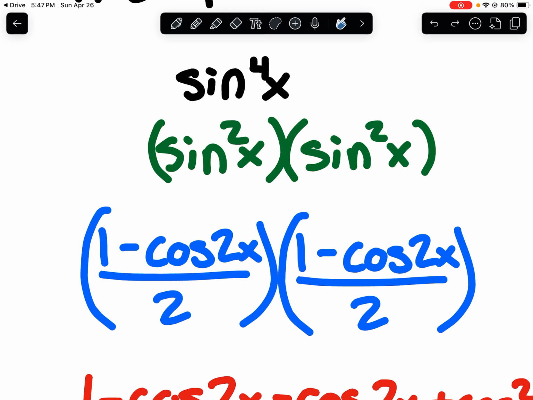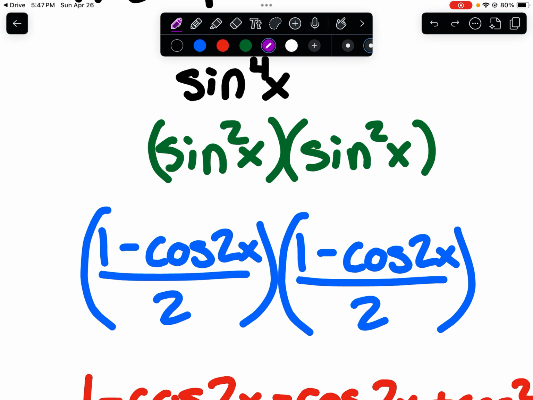But then we could use that sine squared x power reducing formula, turn each of those into 1 minus cosine of 2x over 2. And again, because we have 2 of them, we're going to get the same exact kind of fraction twice. And now I am going to want to take those 2 blue fractions that we have here and multiply those together. Now the bottom part's easy. 2 times 2 just gets us 4.